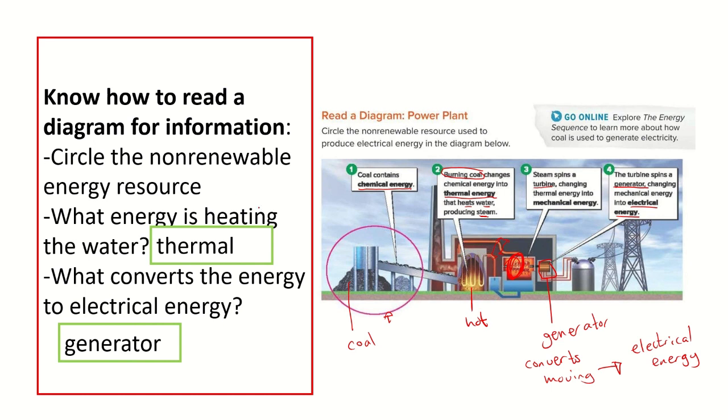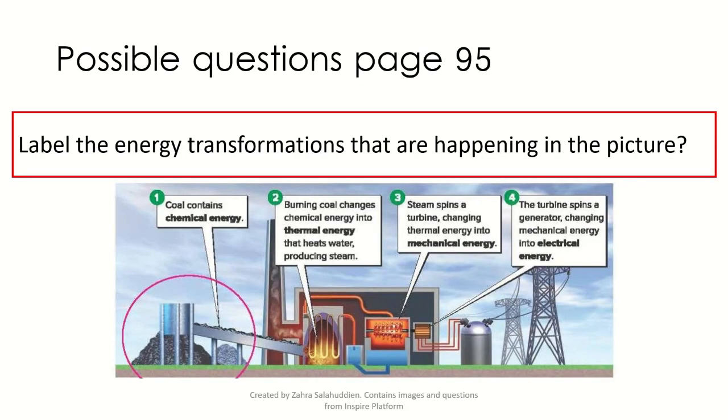Possible questions they could ask: which kind of energy heats the water, what converts the energy into electrical energy. That will be your generator. So please learn the spelling of all the words. They could also ask you this. Like I said, they will take away the words in the box, leave it empty. They could tell you, label the energy transformations happening in the picture.